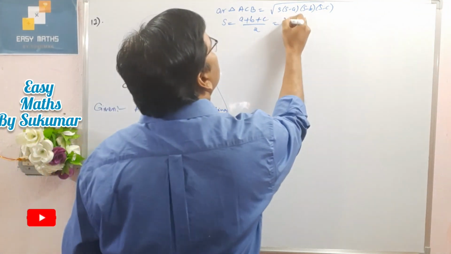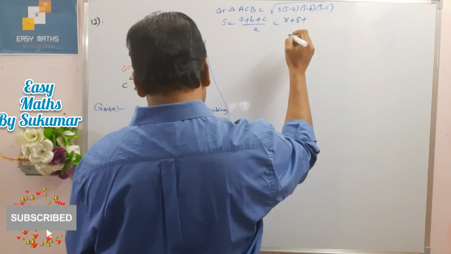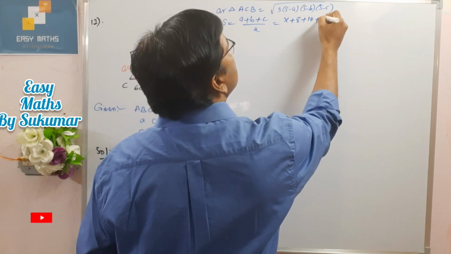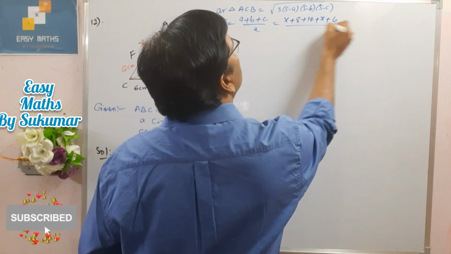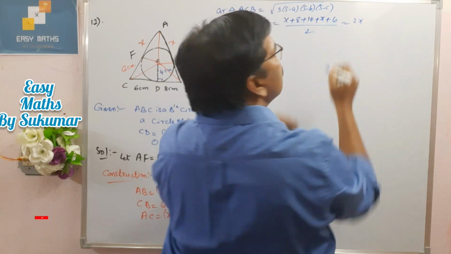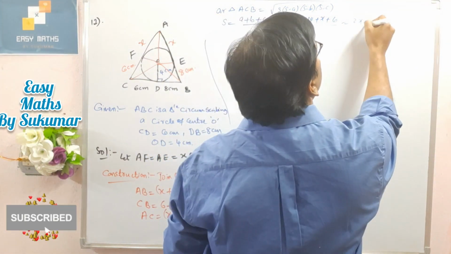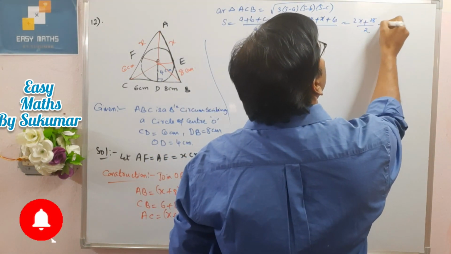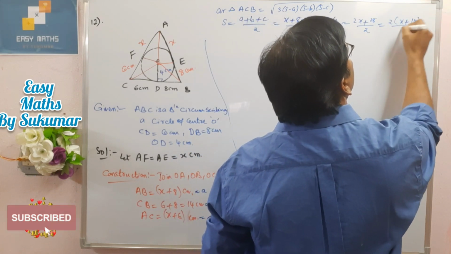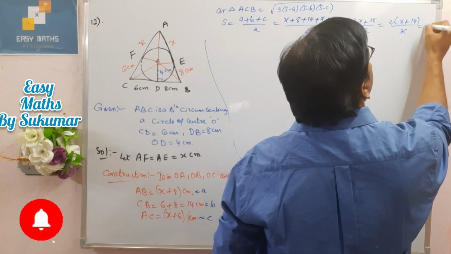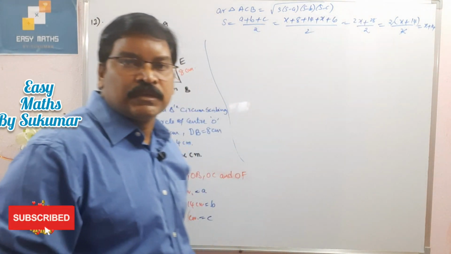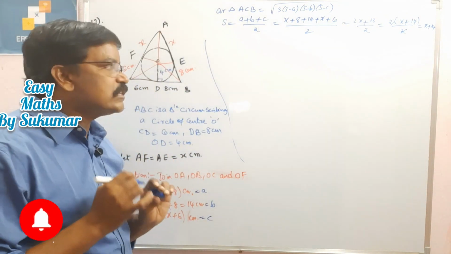So S is x plus 8 plus B, which is 14, plus C, which is x plus 6, all by 2. This is equal to x plus x is 2x, 14 plus 6 is 20, 20 plus 8 is 28, by 2. If you take 2 as common, that is x plus 14 by 2. So 2 gets cancelled. So that semi-perimeter S is equal to x plus 14.